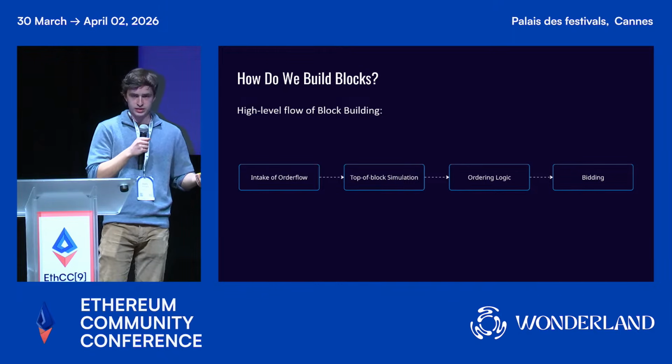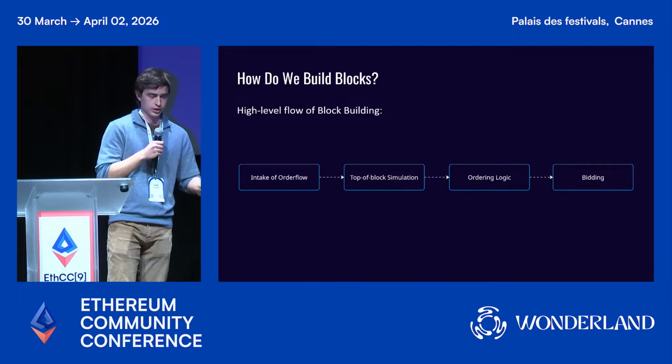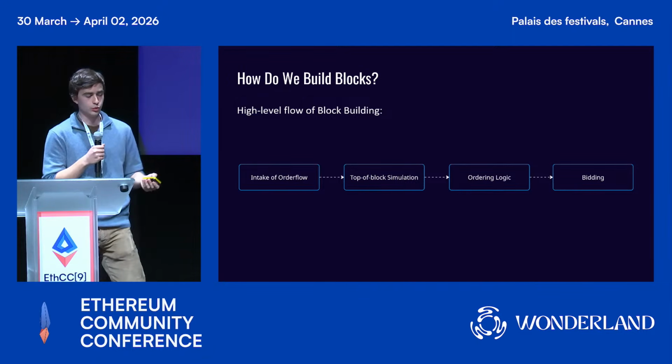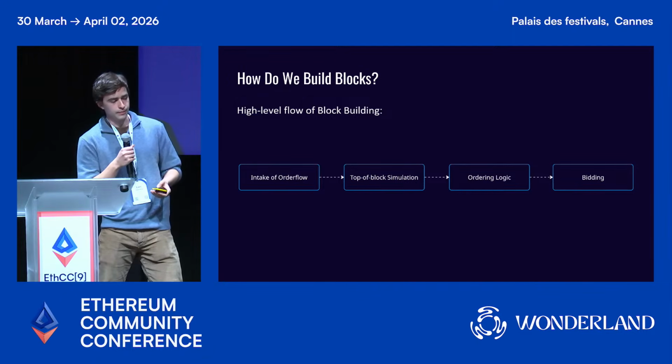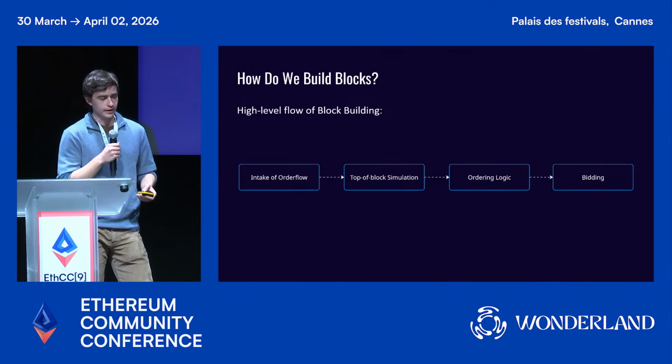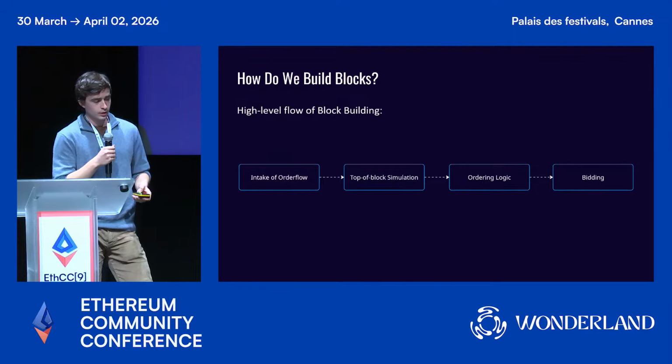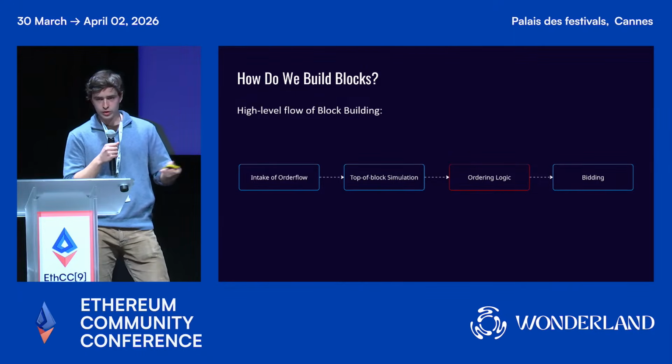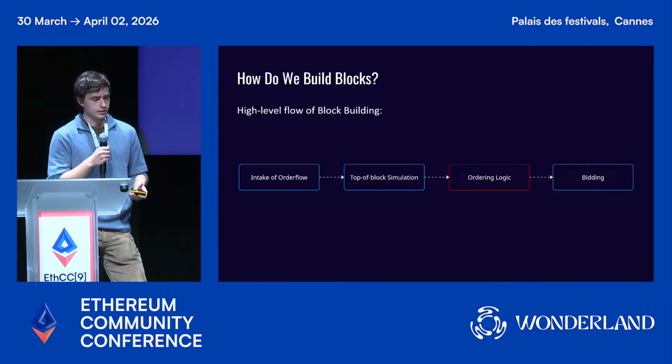The reason we want this is because in the next stage, the ordering logic phase, we're going to use these metrics to order the transactions. That's the next stage. And then once we have a block, we can move to the final stage, which is bidding. But we're going to be focusing more on the ordering logic side of things for this presentation.